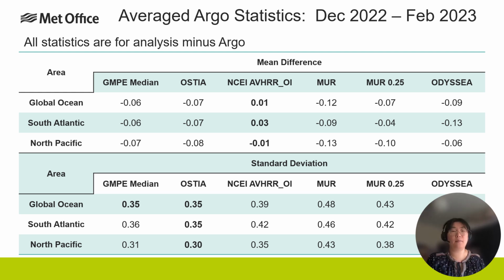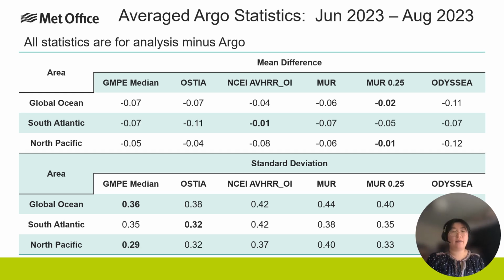The bold number indicates the best results in each category, each region. The top three lines are the mean difference, and that shows the GMPE median, OSTIA, the three new analyses, as well as the full resolution MER. So you can see for wintertime, the AVHRR OI appears to compare really well against Argo in the mean difference. And in terms of the standard deviation, OSTIA appears to be really good compared to GMPE median and smaller than all the other four analyses.